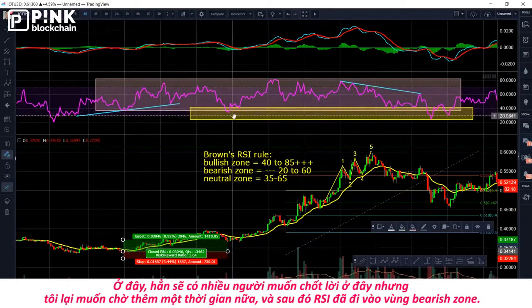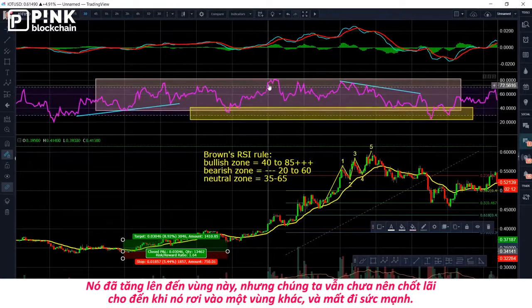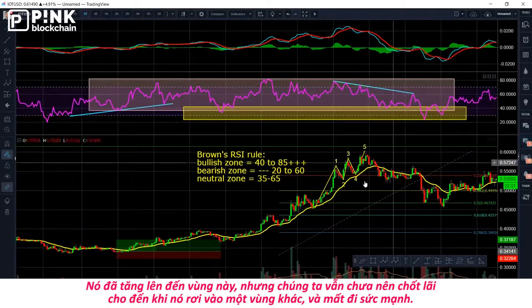Here, you could have taken profit. Me, I would have waited until it stayed longer. But now we see it bounce back from this more bearish zone, right? It bounced back entirely all the way up there. So now we would not close it, guys. We would not close it. In fact, we wouldn't even look at the RSI right now. We would just ride it until it actually gets to a different zone and it loses strength.